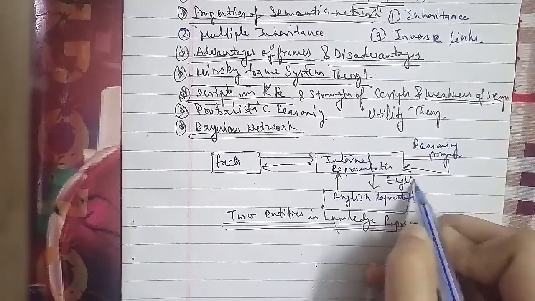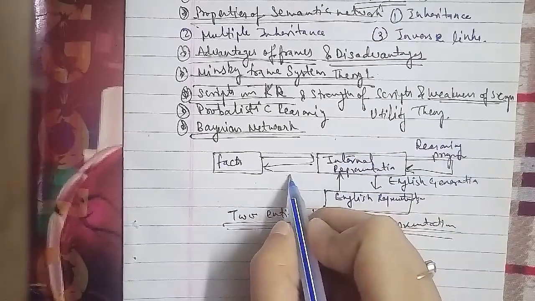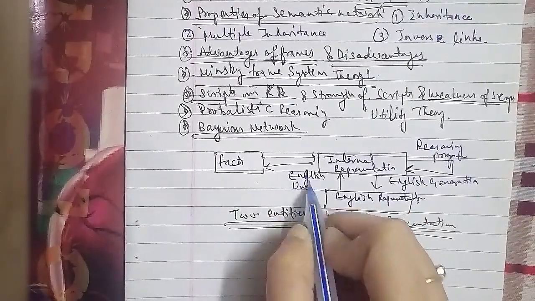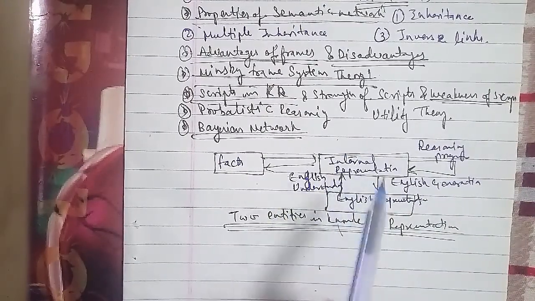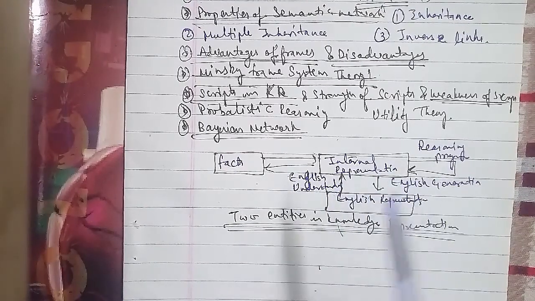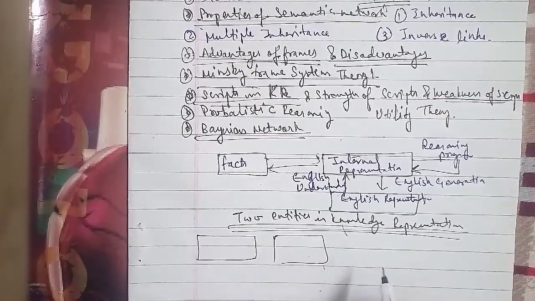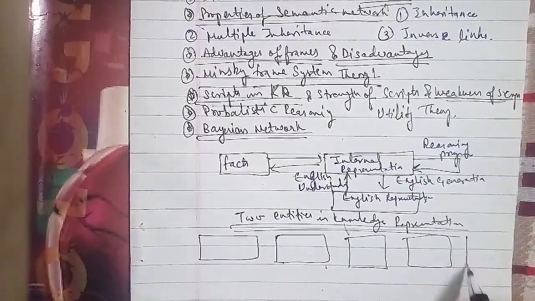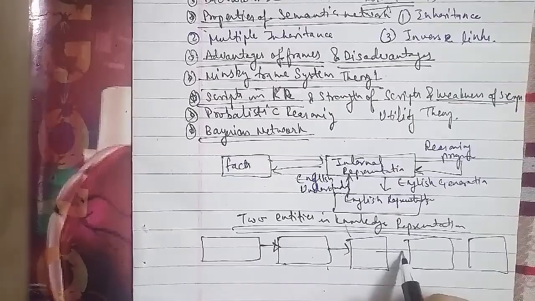Let's go ahead with another one: give a systematic diagram to show the different levels of knowledge representation. So this is the different levels of knowledge representation.